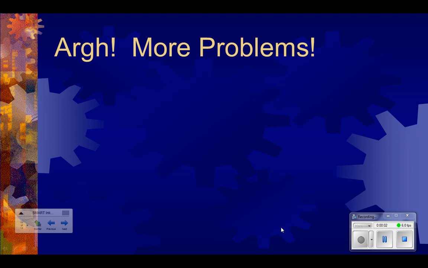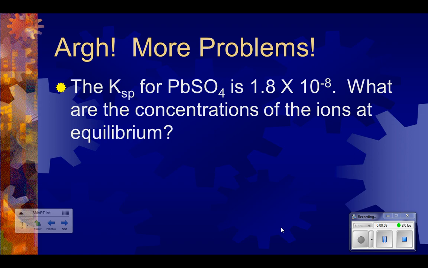And in this video we will do an example of a Ksp problem, a backwards Ksp if you will. So the Ksp for lead 2 sulfate is 1.8 by 10 to the -8th. So this time I'm giving you Ksp, and the question is, what are the concentrations of the ions at equilibrium?